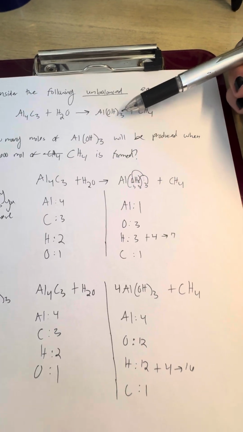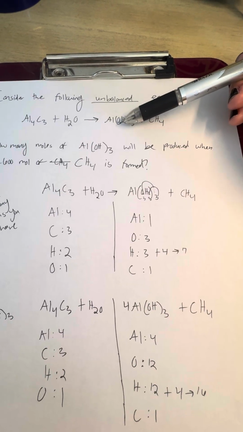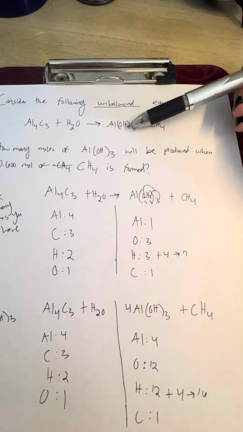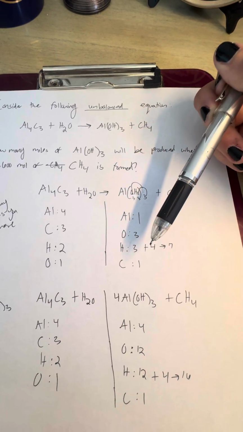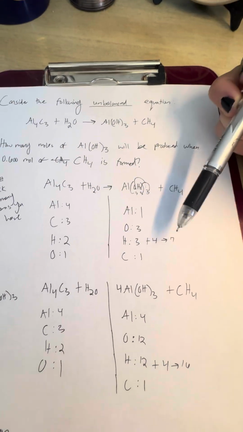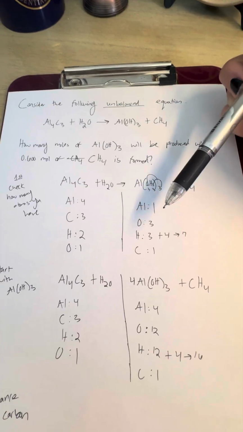So this subscript here gets distributed to each element in the parentheses. So then that's why we get 3 oxygen and 3 hydrogen. There's also 4 hydrogen coming from this methane, so that's why I added 3 and 4 to get 7. And then there's 1 carbon atom. Okay, so that's what we're given.